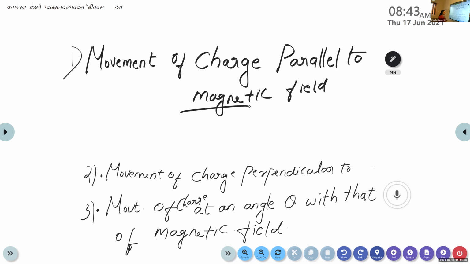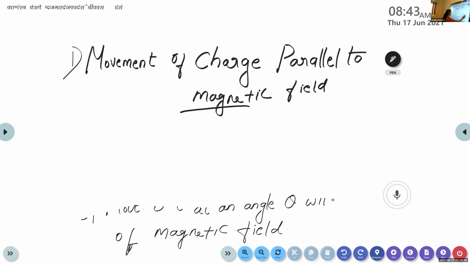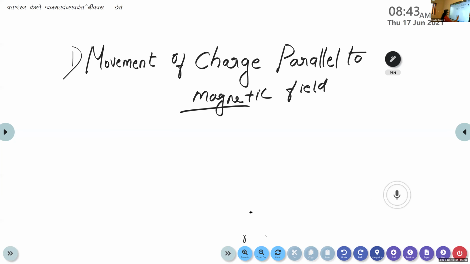So now we can discuss what happens when a charged particle enters a magnetic field parallel, perpendicular, or at an angle theta with that of the magnetic field. First, we are going to discuss the movement of a charged particle which enters parallel to a magnetic field. We can discuss all these 3 cases one by one. So the first case, movement of charged particle which is parallel to magnetic field.